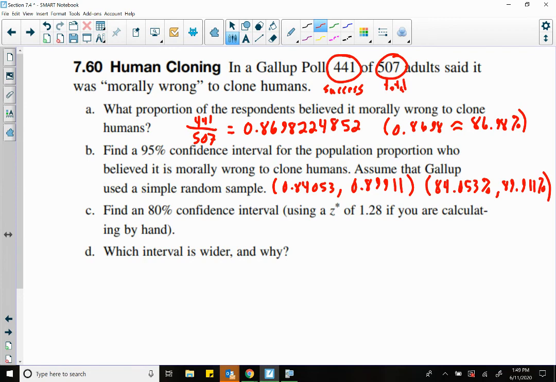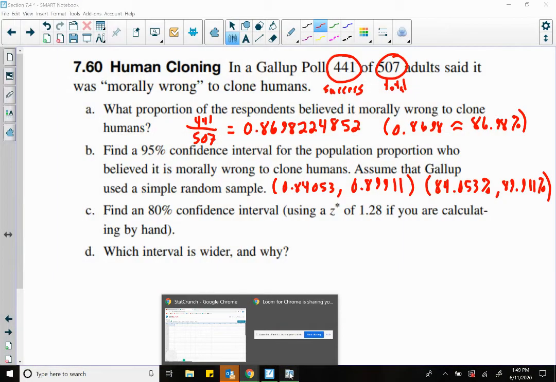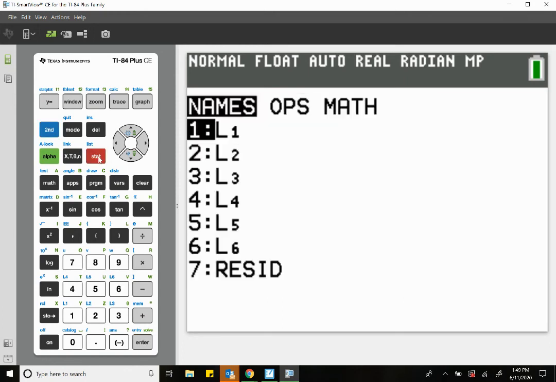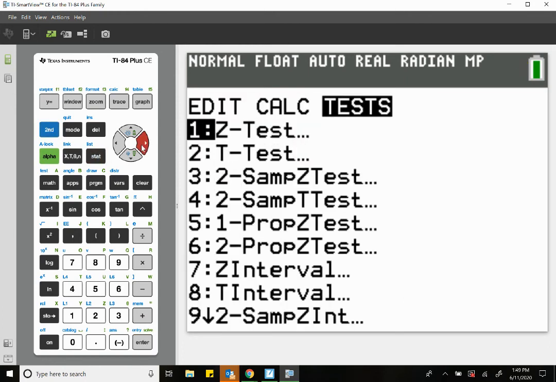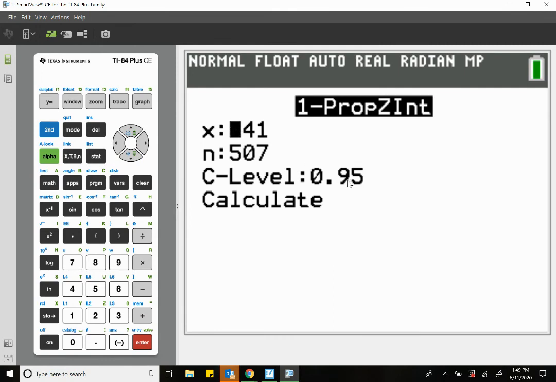So on the next one, actually, I'll do the next one. It says use 1.28 if you're calculating by hand. No calculating by hand. I'll do StatCrunch for this guy. We want an 80% confidence interval. If you were using the calculator, under stat, over in tests, whenever it's not 95%, you just come down here and change it to the percent. So this would have been 0.8.